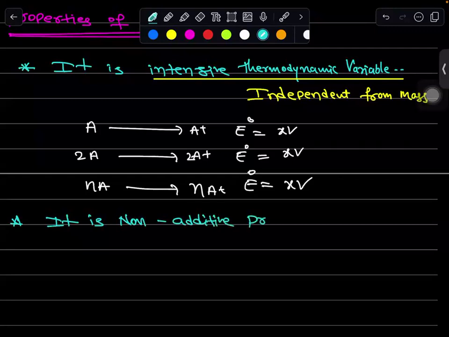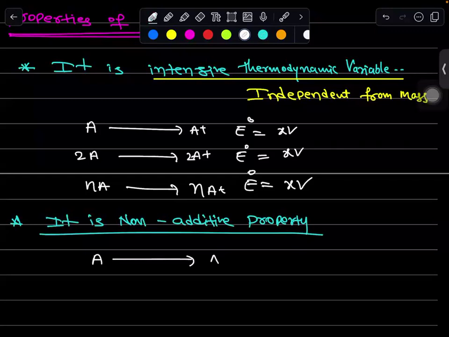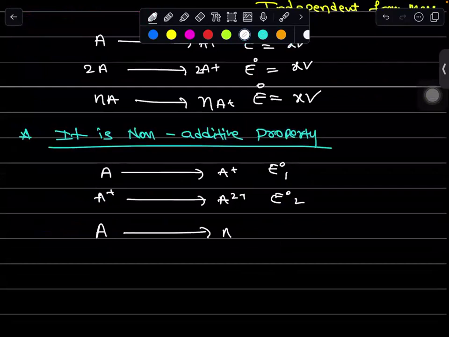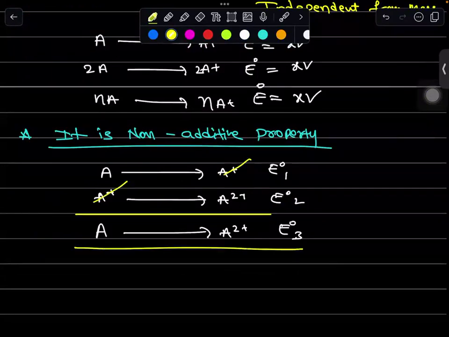It is a non-additive property. Non-additive property means when a reaction takes place in more than one step, A becoming A+ with E naught 1, and A+ becoming A2+ with E naught 2, then A becoming A2+ has E naught 3. This third equation we can obtain by adding the first two reactions. If we add these two reactions, this overall reaction will come.